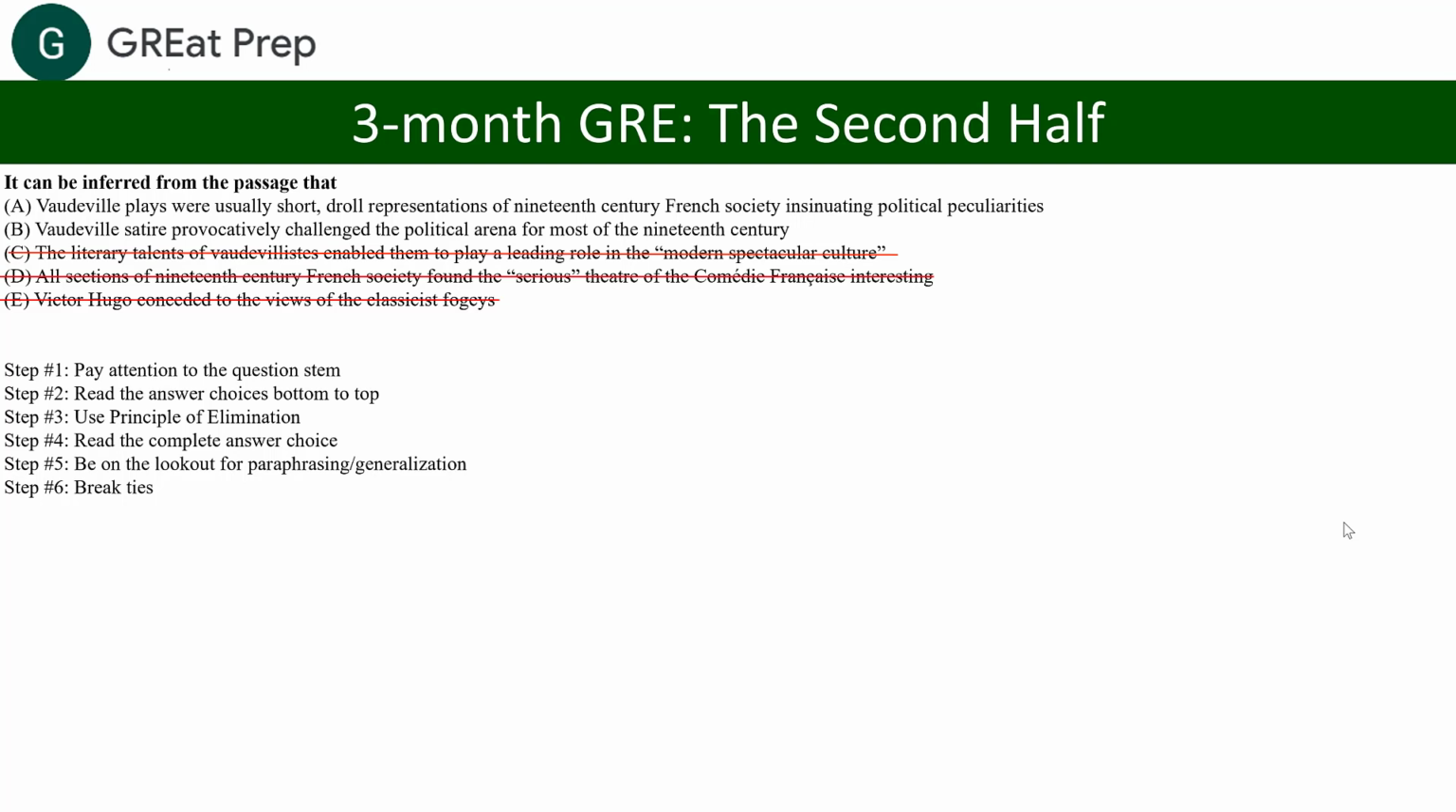Answer A. Vaudeville plays were usually short, droll representations of 19th century French society, insinuating political peculiarities. Now, this is a very complicated sentence, a lot of big words, but notice there's a lot of paraphrasing going on, right? You see step number 5 here, it says be on the lookout for paraphrasing, and that's exactly what is being done here, okay? There's use of antonyms, synonyms. For example, the vaudeville plays were usually short, droll representations.